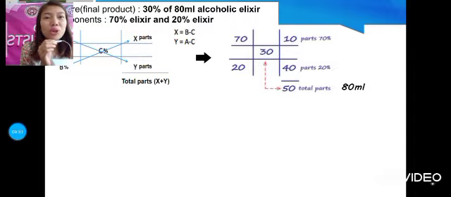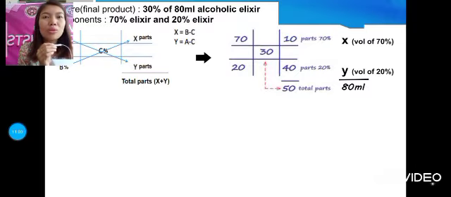We need to subtract the component with the mixture value. So 70 minus 30, that is equal to 40. And 20 minus 30, that is equal to 10. So disregard the negative sign. That means that 10 parts of 70% is required to make the mixture. And also, 40 parts of the 20% elixir is required for the mixture. So we add this to have our 50 as the total parts, which is equivalent to 80 ml.